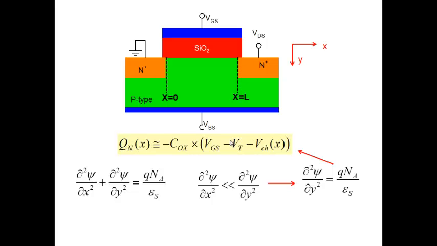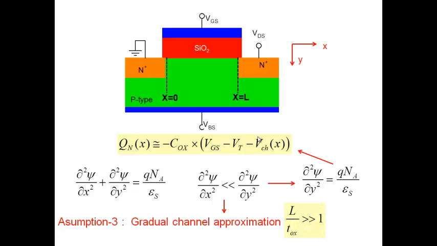and therefore this particular model is also true. So it relies on the fact that ∂²ψ/∂x², the variation of field in the x direction, is much smaller than the variation of field in the y direction. This is what we call the gradual channel approximation. The change in field in x being much smaller than the change in field in y is known as the gradual channel approximation, and it is implicitly assumed when we assume that inversion charge goes like this.